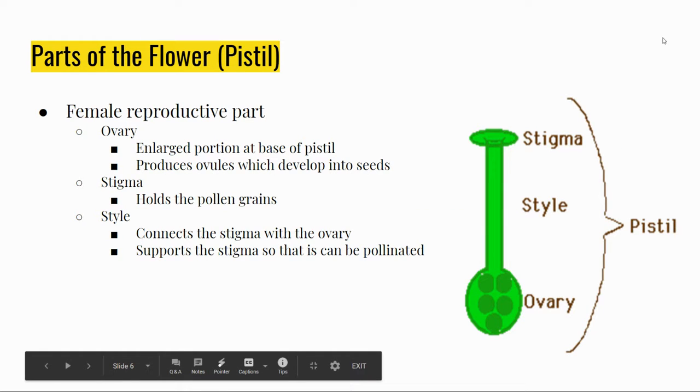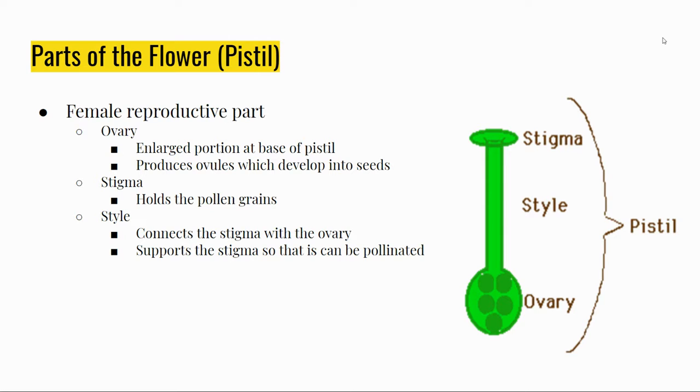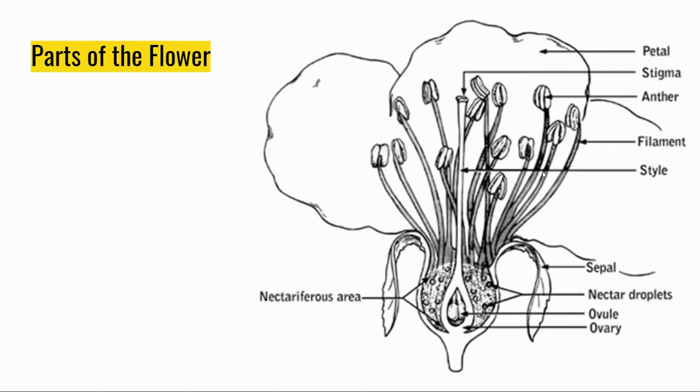And your pistil is a female reproductive part, and it's got three different parts to it. You have the ovary and the stigma and the style. So the ovary is the enlarged portion at the base or the bottom of the pistil, and it produces the ovules, which develop into seeds. The stigma is the top part, which is going to catch and hold the pollen grains, and the style is what connects the stigma with the ovary, and it supports the stigma so that it can be pollinated. This will be a good slide to pause the video if you would like and get this into your notes. It's a pretty good little chart that's labeled.